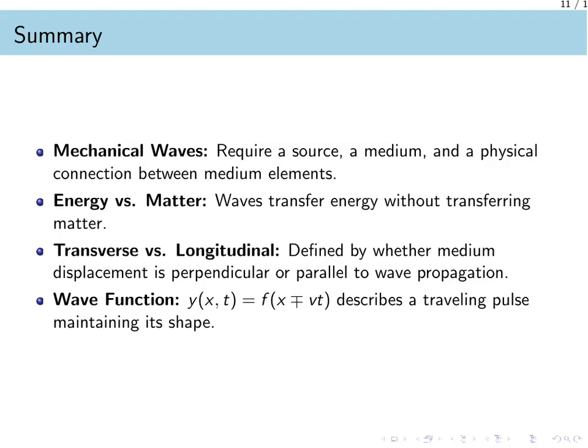To summarize, mechanical waves require a source, a medium, and a physical connection between the medium's elements. They are a means of transferring energy without the transfer of matter. We classify waves as transverse if the medium displacement is perpendicular to the propagation, and longitudinal if the displacement is parallel. Finally, we can use the wave function y as a function of x and t equals f of the quantity x plus or minus v times t to describe a pulse that maintains its shape while traveling at a constant speed.